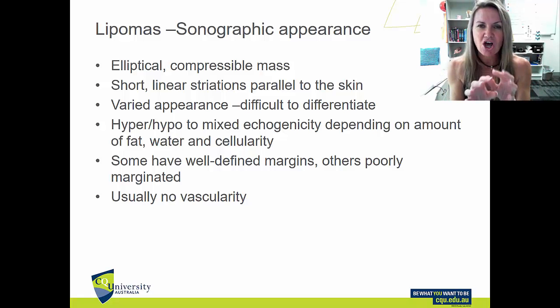You'll just see this slightly more echogenic. They'll be hyperechoic compared to the surrounding fatty tissue, and you'll just see this slightly brighter. Can be hyper or hypo to mixed echogenicity depending on the amount of fat, water and cellularity. So just keep that in mind. As I've mentioned, they do have varied appearances.